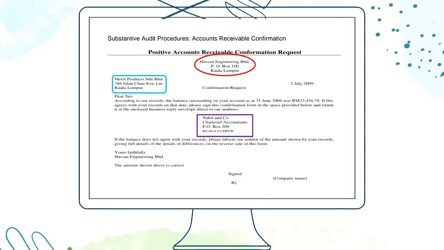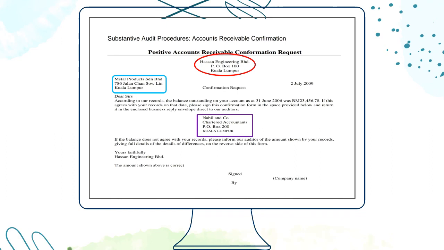Okay, now let's go through the letter of positive accounts receivable confirmation request. Okay, the purpose of this letter is to inform our account receivable about their outstanding balance. So in the right box, we need to write our company name and our address. And then in the blue box, we need to write our account receivable name and address. And then at the right, we need to insert a date.